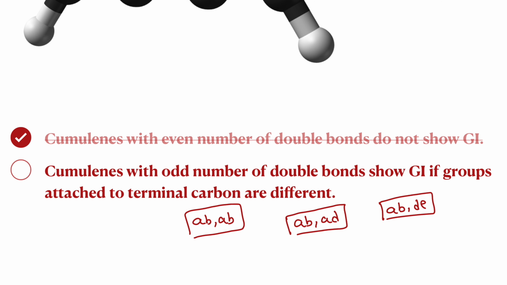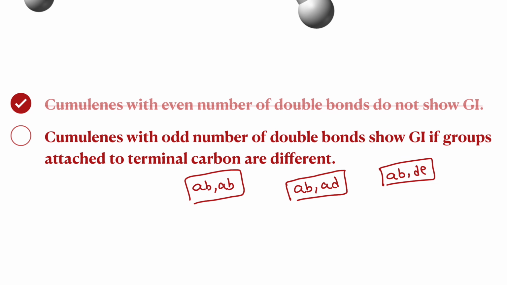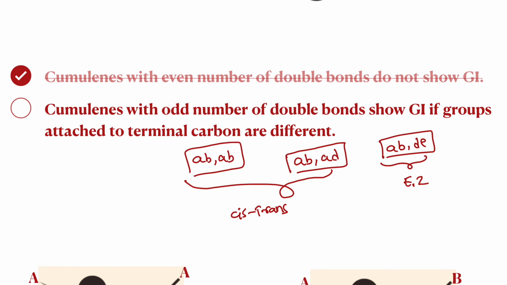So when you are dealing with cumulenes, in order to check the geometrical isomerism possibility, two important points you have to consider. The first one, it has to have an odd number of double bonds, and also the groups attached to the terminal carbon must be different. So the two terminal carbons may have either AB type of structure, ABAD type of structure, or ABDE type of structure. In these two cases, we use cis-trans nomenclature, and here we use EZ nomenclature.